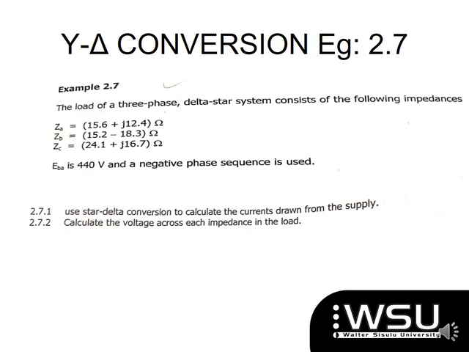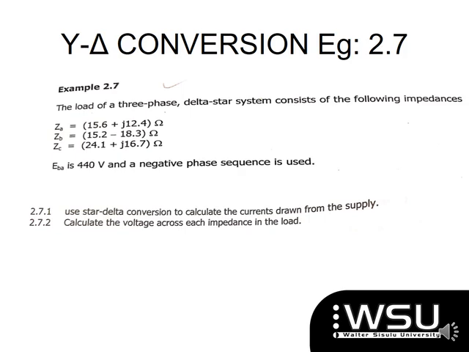This then takes us to our second example, where you again have a delta star system consisting of the impedances that they give you on your load, and they give us a voltage EBA equal to 440 volts, and it's a negative phase sequence. Now I want you to note the voltage is EBA, and remember how we name our voltages: EAB, EBC, and ECA. So if I have an EBA, it means by default that it's a negative EAB, which means that it's EAB at 180 degrees.